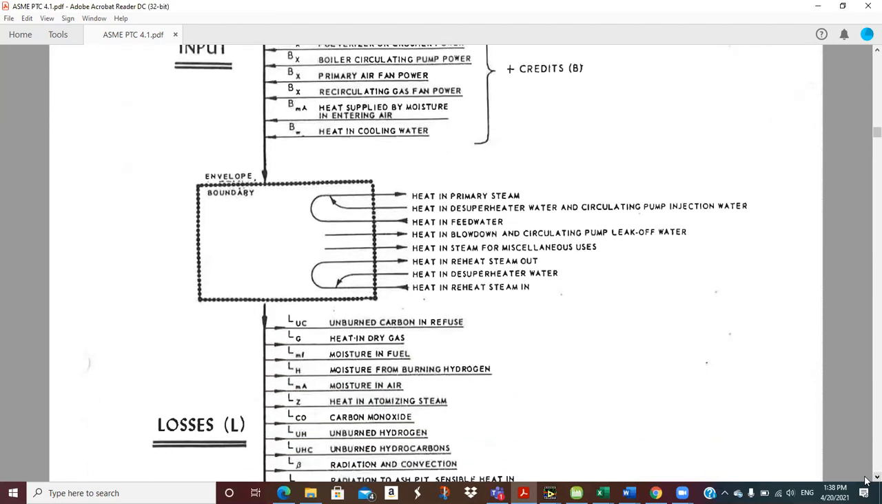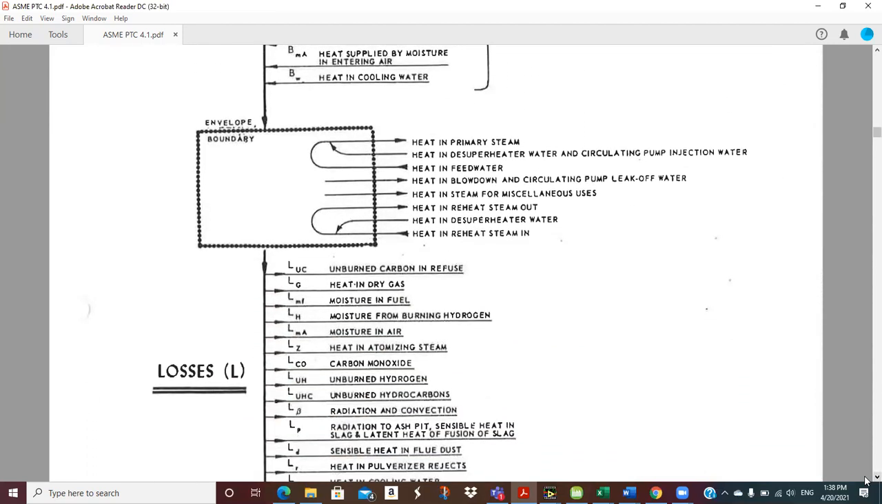Okay, so those are the credits. And then we see the primary flows crossing, this would be the steam and the reheat and all that stuff. We talked through all this, but I think it's a good summary. So what do we have? From our feed water heaters coming into the economizer, we've got heat in the feed water coming in. And of course, we can do a temperator spray. And also included in this injection is circulating pump injection water.